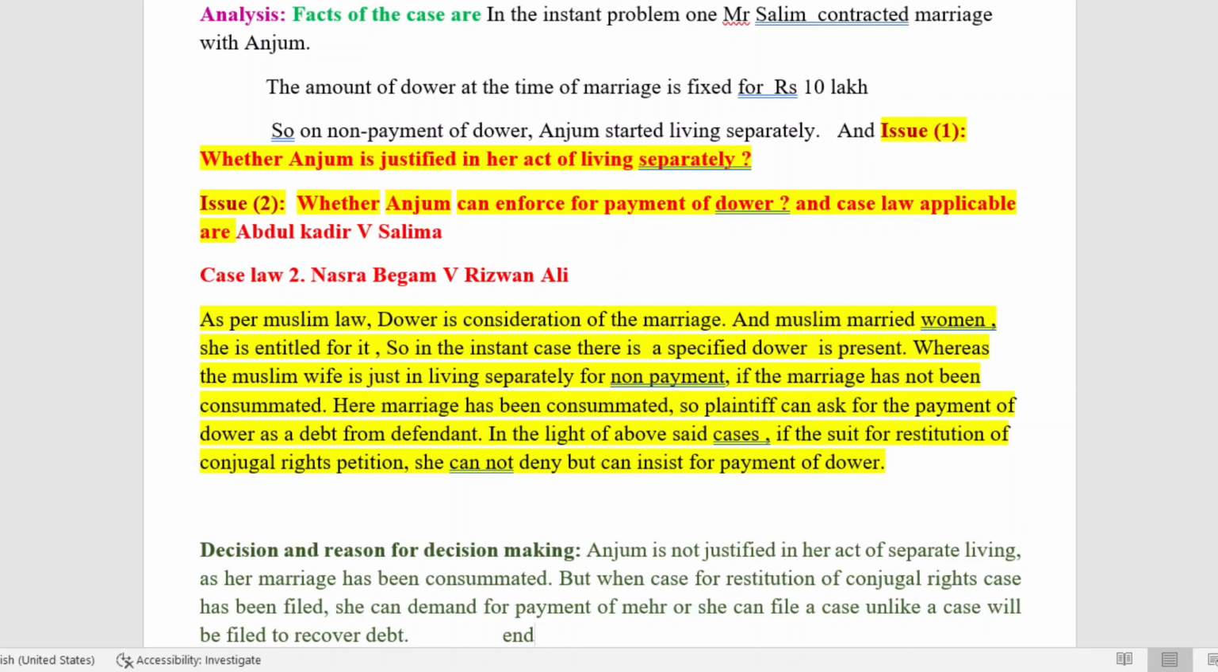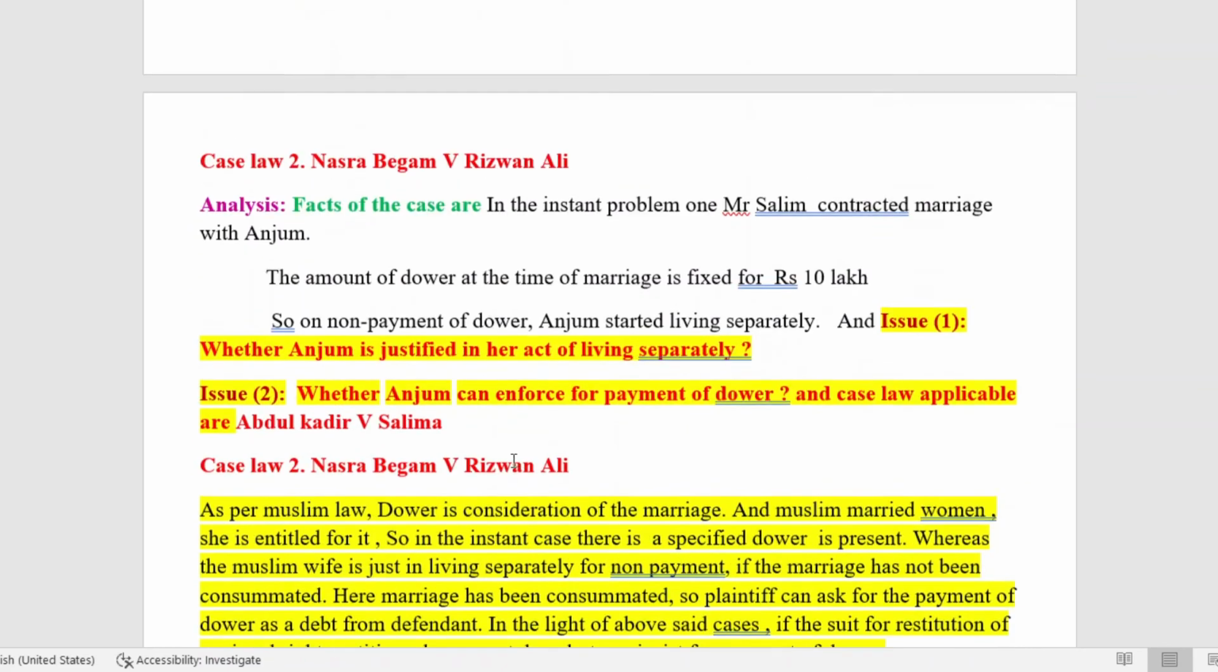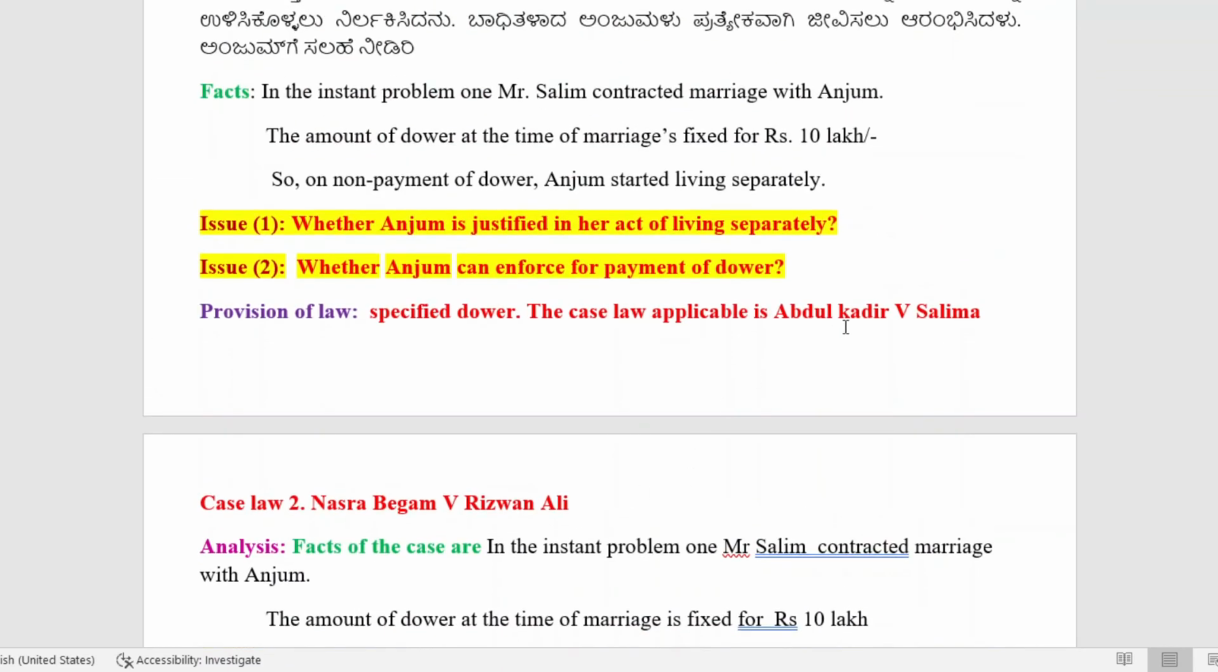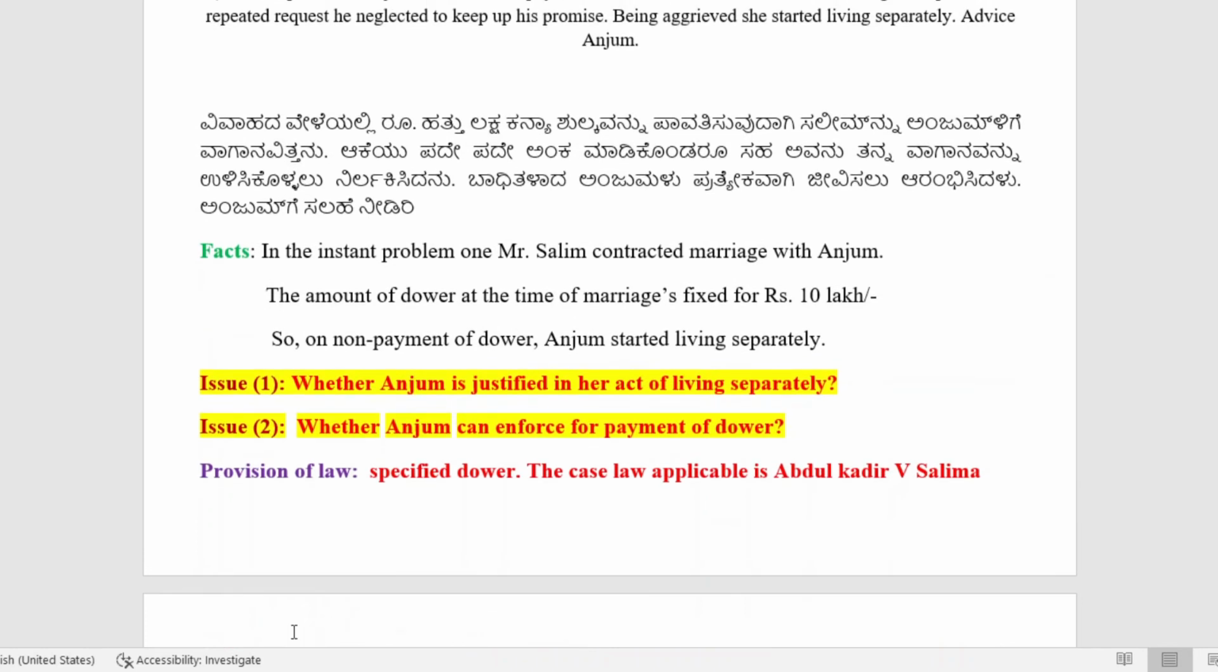Here I am highlighting the case law of Nasra Begum versus Rizwan Ali. If the marriage has not been consummated, then she is very much right in denying the restitution of conjugal rights. If the marriage has been consummated, as we can see under Abdul Qadir versus Salima, that means they have lived happily for a certain period.